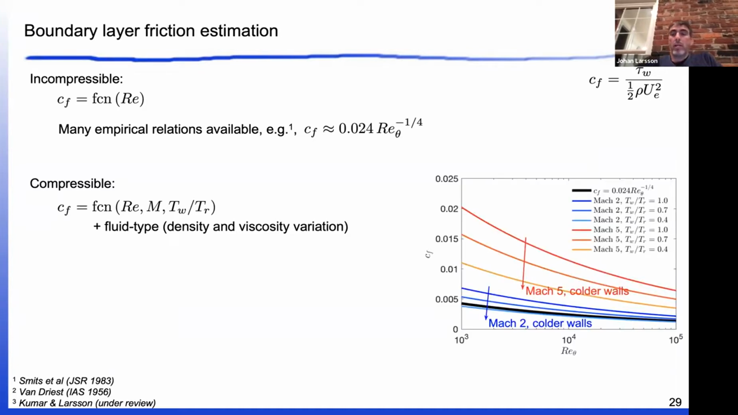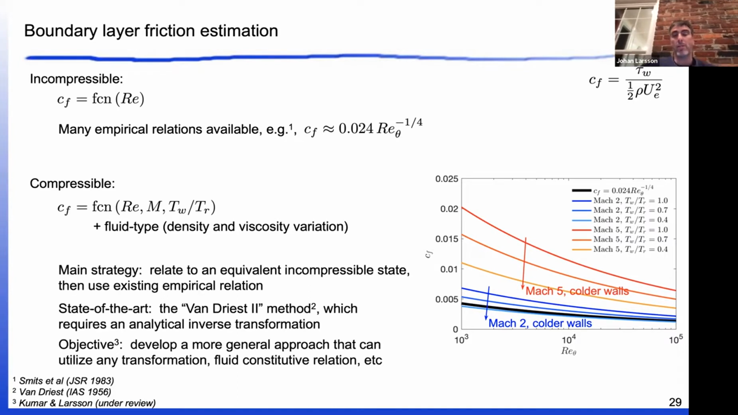Just again to drive home the point that these effects are important, here I show you the estimated friction coefficients as a function of Reynolds number for Mach 2 and Mach 5 with different wall temperatures. So this is not 5 or 10% here or there, right? This is important stuff. The main strategy of everybody who's worked in this area has always been, just like with the transformations, to relate the compressible state to an equivalent incompressible one, and then use the log law. The same is true here: we want to transform a compressible boundary layer parameter to an incompressible one, and then use an existing power law, basically.